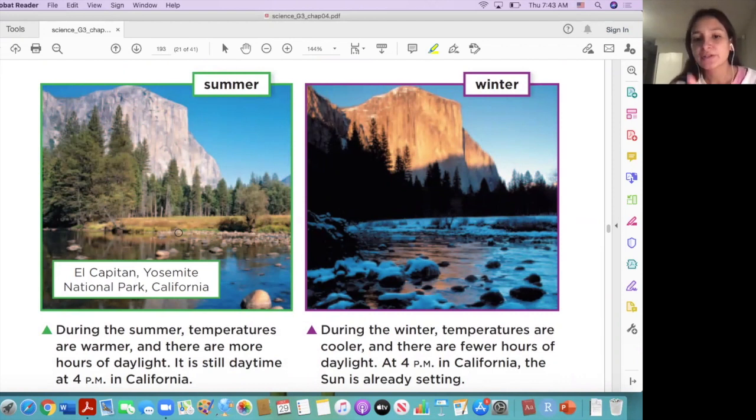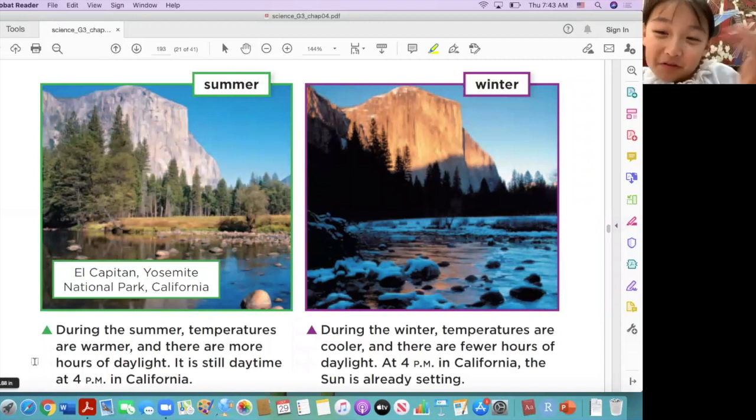So these two pictures are actually in the same place at the same time. This is El Capitan, Yosemite National Park in California. And this is at 4 p.m. in summer and 4 p.m. in winter. So is it the night 4 p.m.?